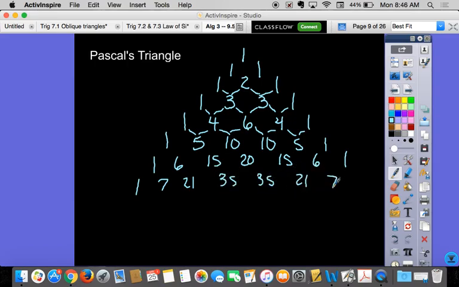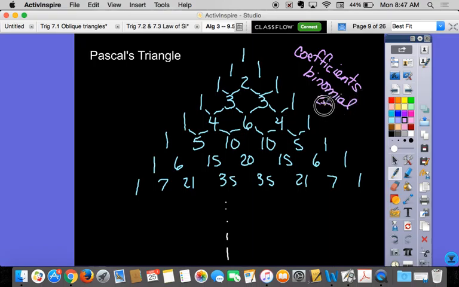You can keep going forever. It never stops. So you can take it out as far as you need it. This is as far as we need it for today. There are tons of patterns in it, though what we're going to use it for is the coefficients for our binomial expansion.